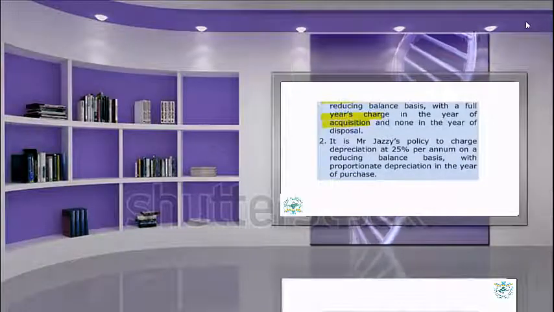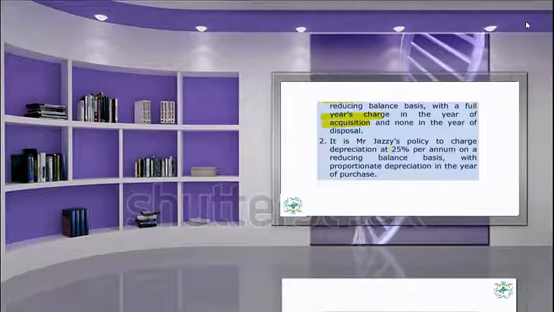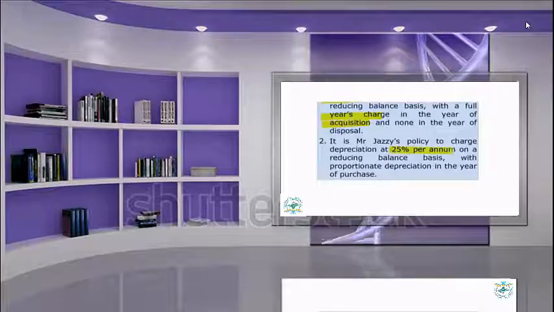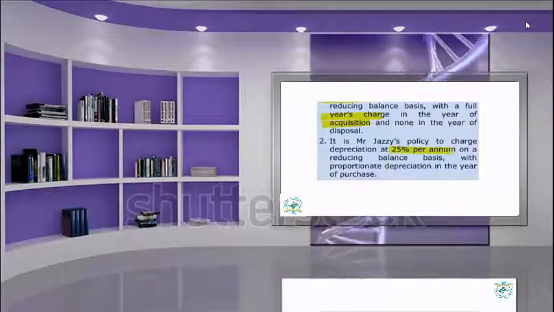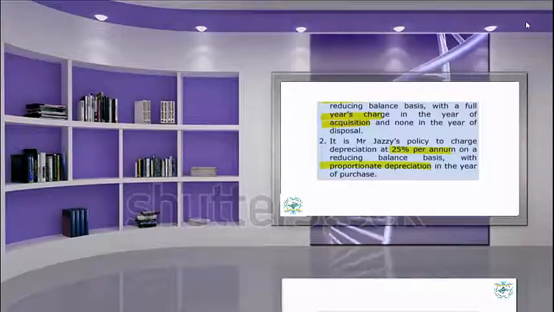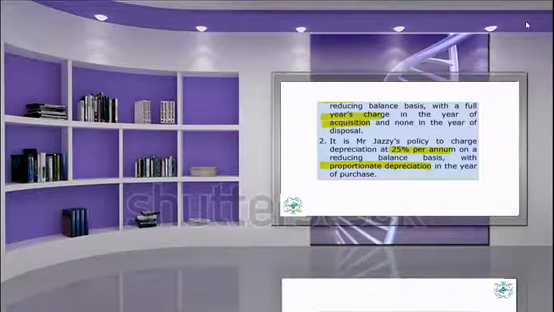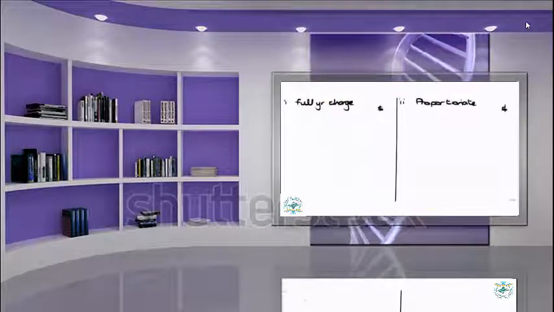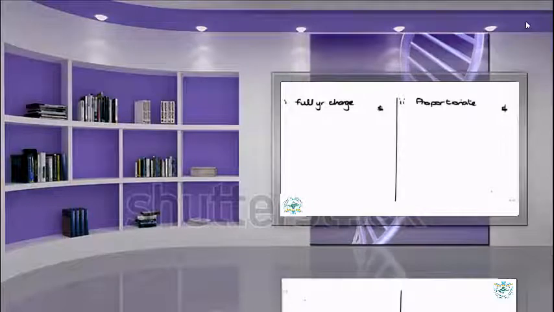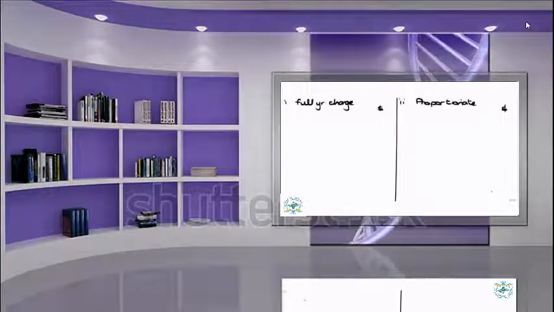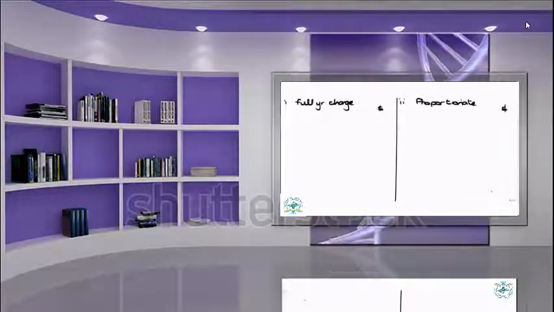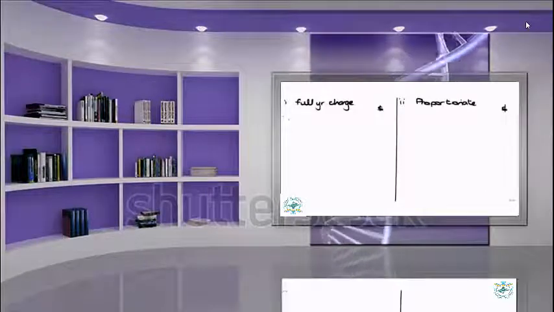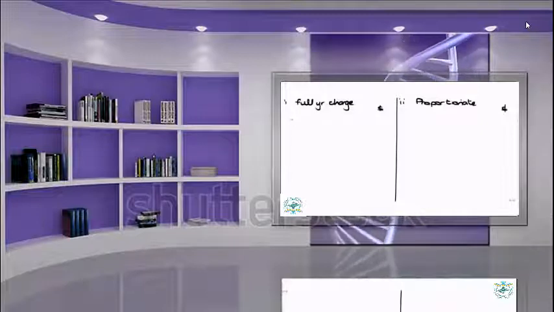Part 2 of the requirement says it is Mr. Jazzy's policy to charge depreciation at 25% per annum on a reducing balance basis, so again 25% of the net book value or carrying value, with proportionate depreciation in the year of purchase. So again, based on the number of months we held the asset in the year of acquisition. Let's have a go at calculating this. Just like in the last session, we split the page into 2, comparing the full year's charge to proportionate. We're going to set up our little table calculating the carrying value in the same way that we did for straight line, starting with the 1st of October 06.